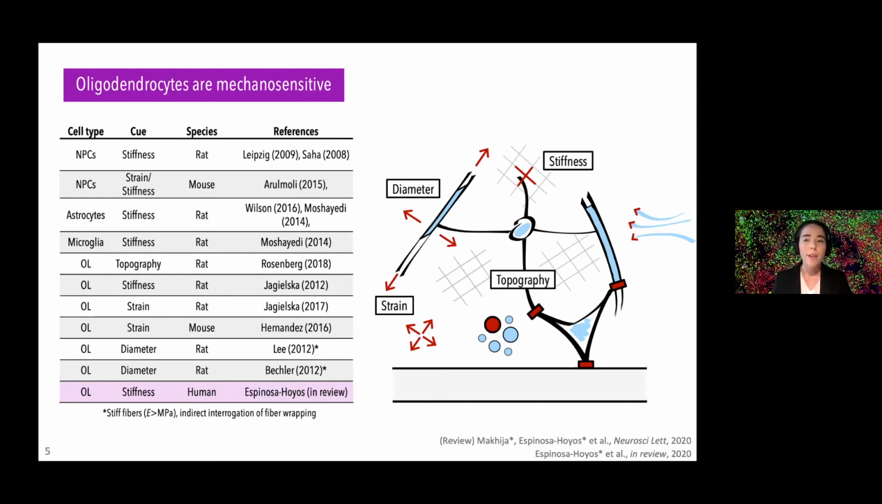During my thesis, I have further discovered that human oligodendrocytes are also mechanosensitive, and that different patient cells may respond differently to the same mechanical cue. So this now adds a new layer of complexity that may be important to consider in the development of therapies for diseases like MS that are already profoundly heterogeneous.